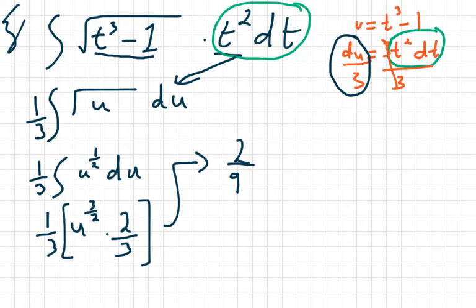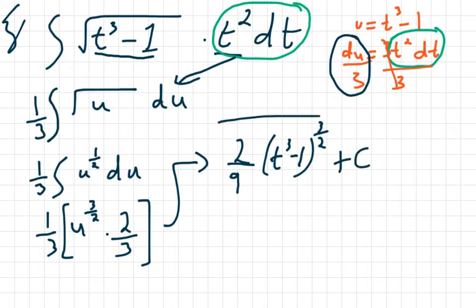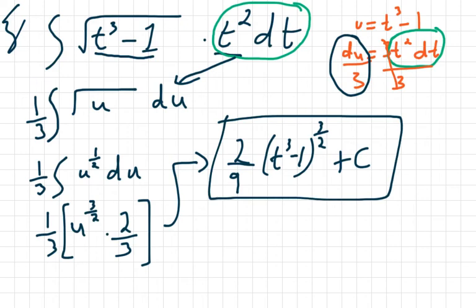We'll substitute the u back in, which is our t cubed minus 1 to the 3 halves plus a constant. And there is your final answer. Okay?